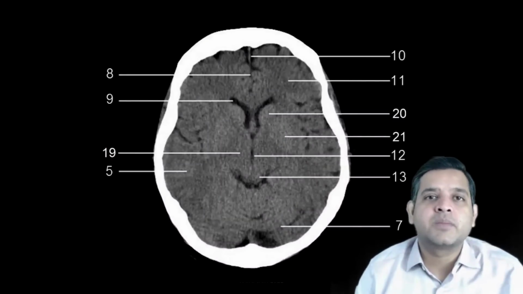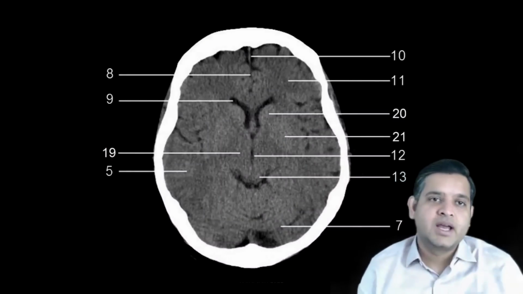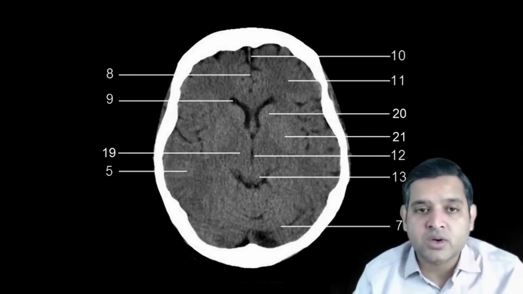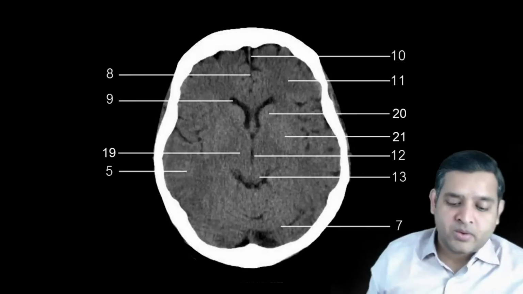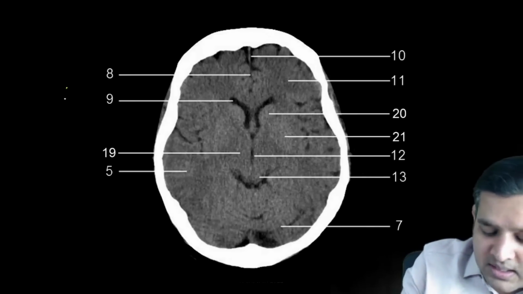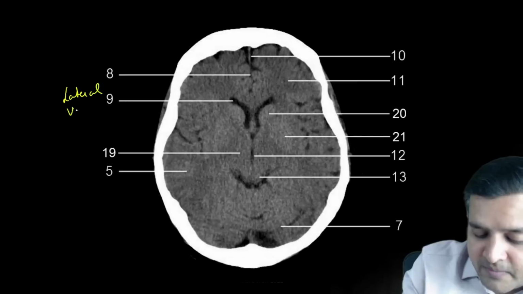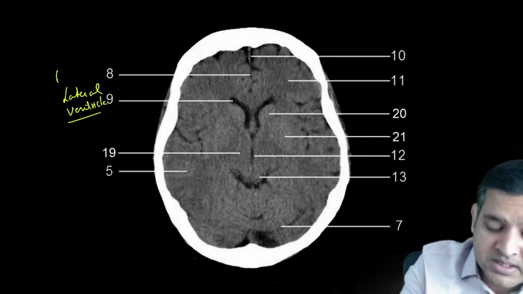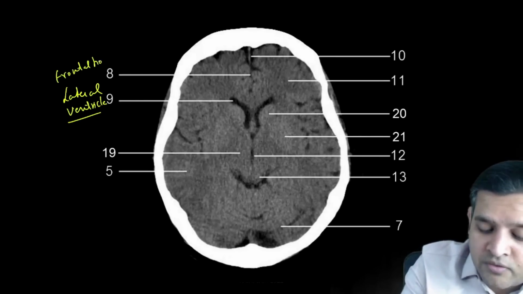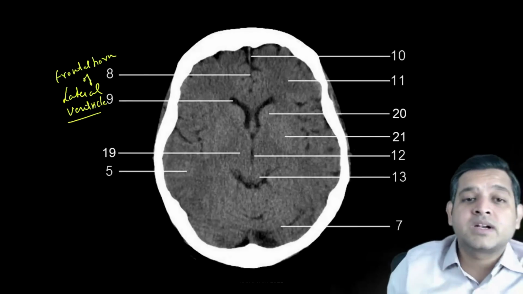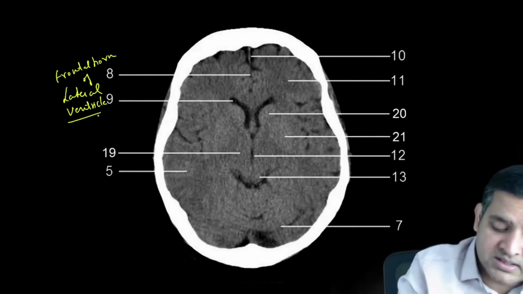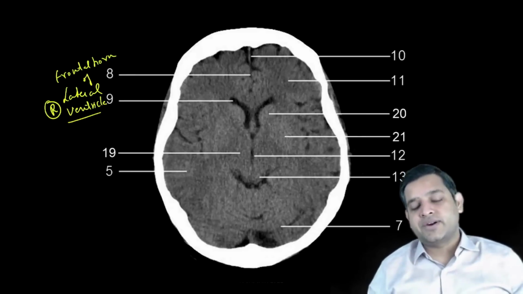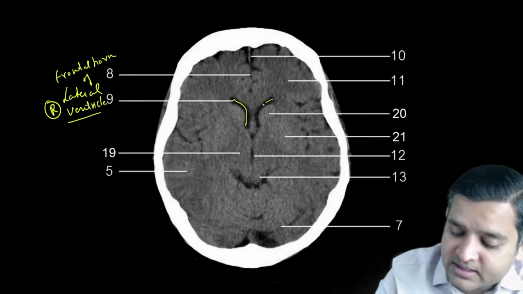Another section that they very commonly ask is a transverse section of the brain, and specifically at the level of the basal ganglia. So the structures have already been marked over here. I will just label them. Okay. So structure number 9 is the lateral ventricle, which is a CSF filled space. To be more precise, it's the frontal horn of the lateral ventricle, and this side is right. So it's the frontal horn of the right lateral ventricle. So this is the right lateral ventricle and this is the left lateral ventricle.